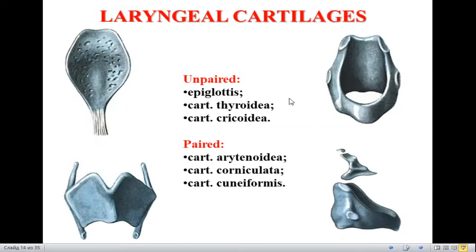The structure of the larynx is similar to the structure of the locomotor apparatus. It has a skeleton, ligaments, and muscles. The skeleton of the larynx is represented by cartilages. Cartilages of the larynx are unpaired and paired. Unpaired are epiglottis, thyroid cartilage and cricoid cartilage. Paired are arytenoid, corniculate, and cuneiform.